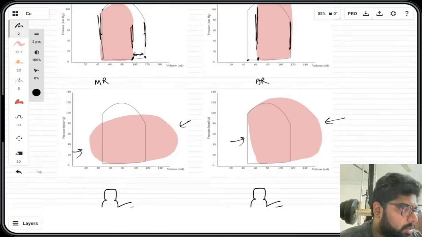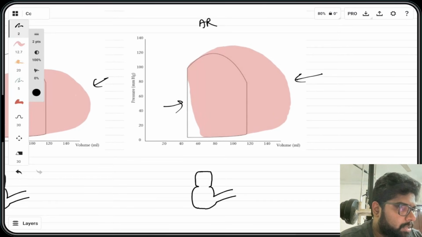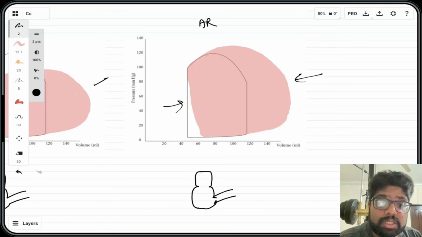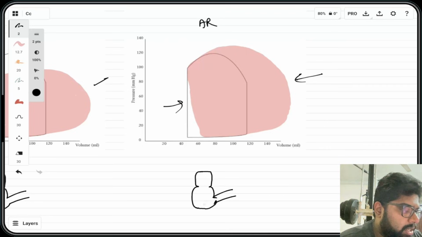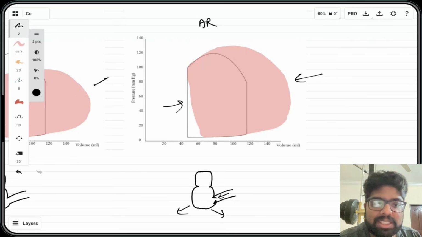Now let's look at the aortic regurgitation graph first. Right? So here you have got the aortic regurgitation. So in aortic regurgitation, you have got this valve, the aortic valve, which is not patent. So every time the ventricle relaxes, the aortic valve is supposed to prevent the backflow of blood from the aorta, but in this case that is not happening. Blood is actually reaching back into the ventricle during ventricular diastole.